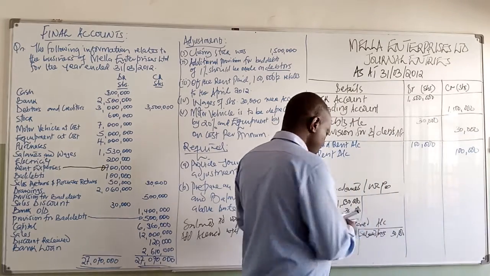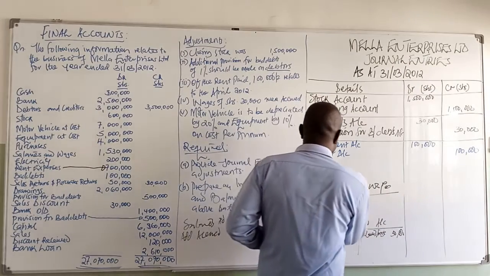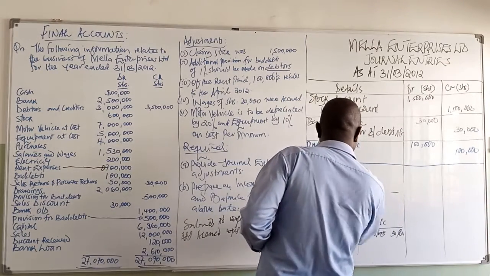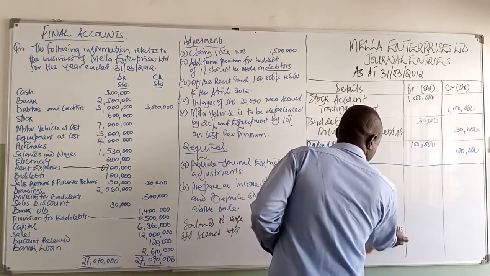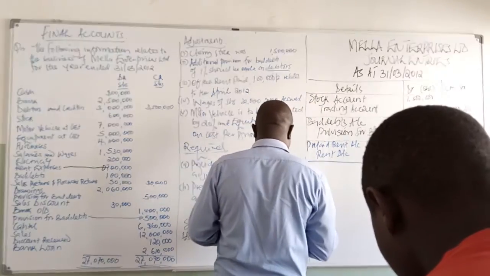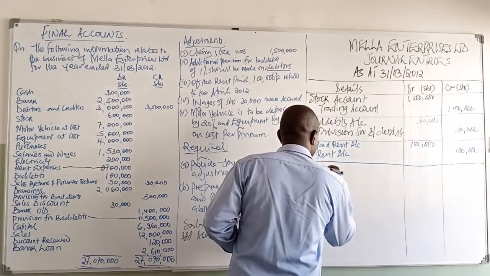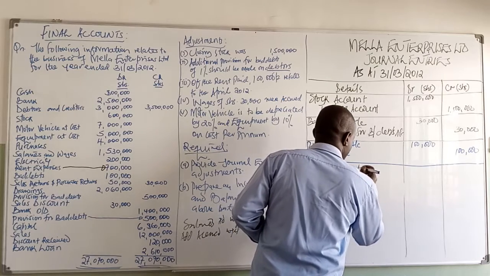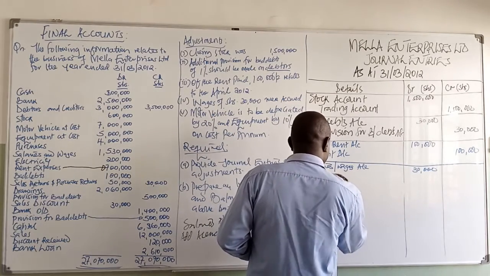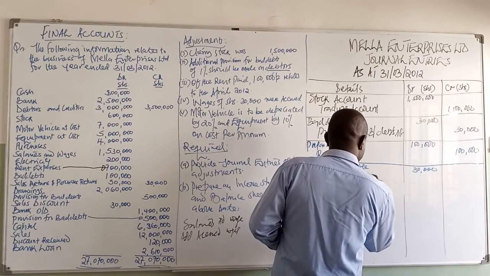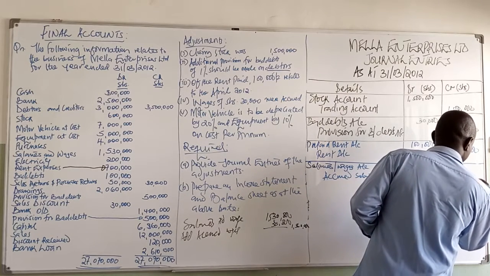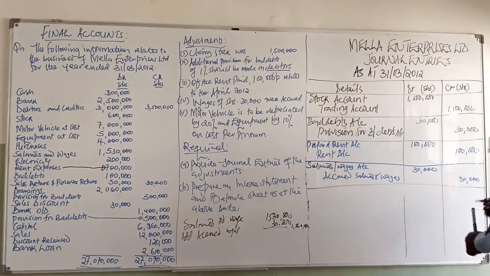Just like that. So in this case, we shall come here after closing that and debit salaries and wages account by 30,000 and credit accrued salaries and wages account by 30,000, and then close that part.